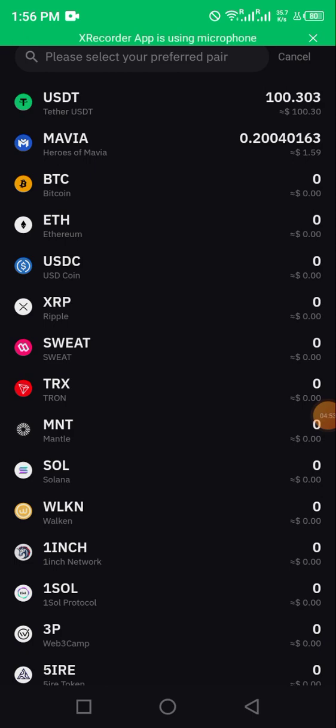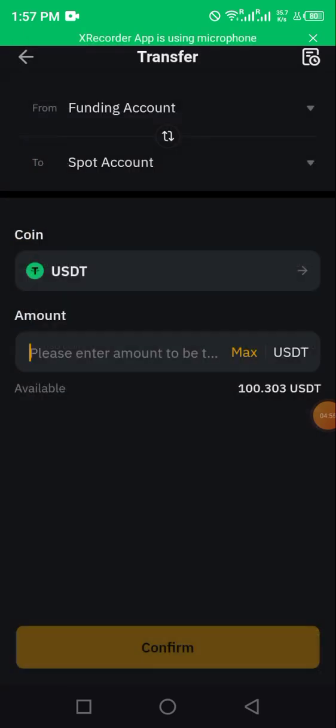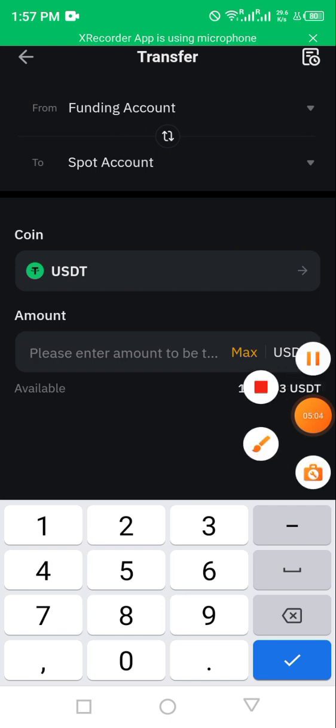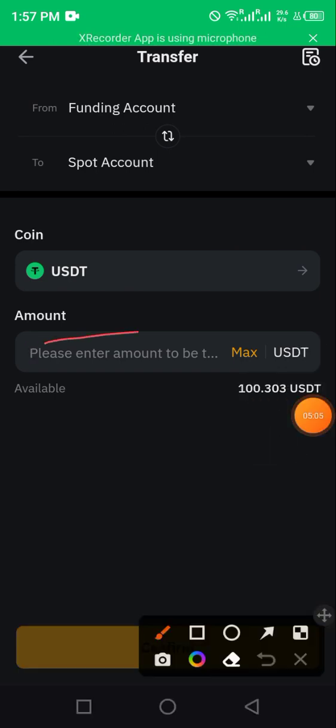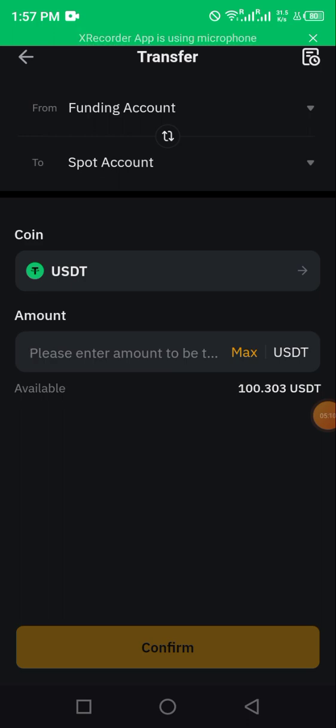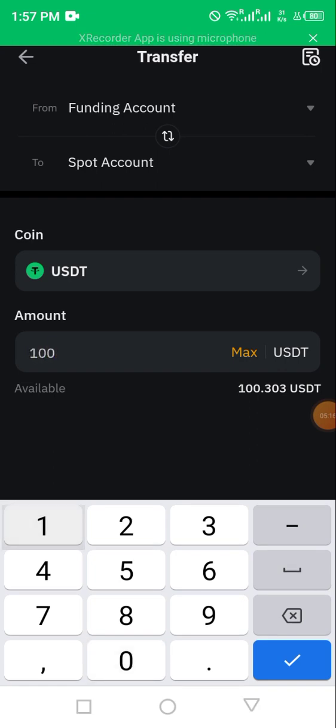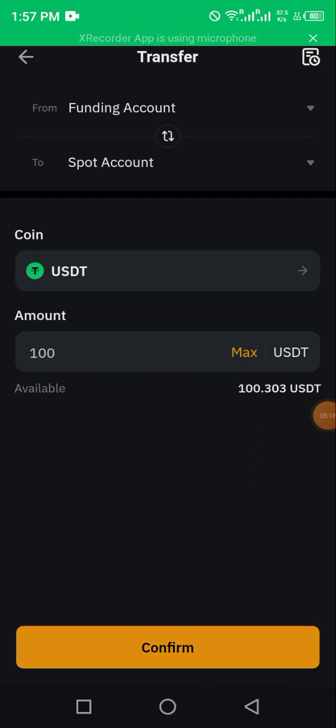So once you click on it, you now put in the amount. We have a total of 100 USDT in our funding wallet as we speak. So if you want to use the whole 100, you type in the amount you want to move here. If you want to use 50, if you want to use more than that, let's assume if you want to use 1000, you just type it in there. So we are moving in 100 USDT to our spot account.